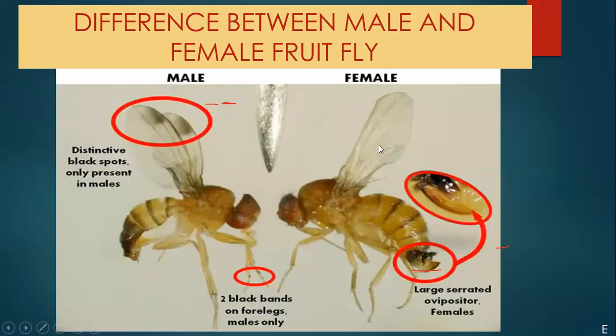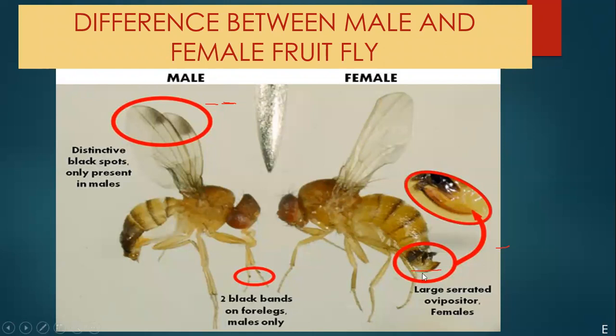Now we will see the basic differences between the male and female fruit fly. This is the male fruit fly and this is the female fruit fly. There are two black bands present on the forelegs of the males only, which are absent in the females. Males are smaller in size, females are larger in size. The male fruit fly has black spots present on the wings, but in the female these black spots are not present.